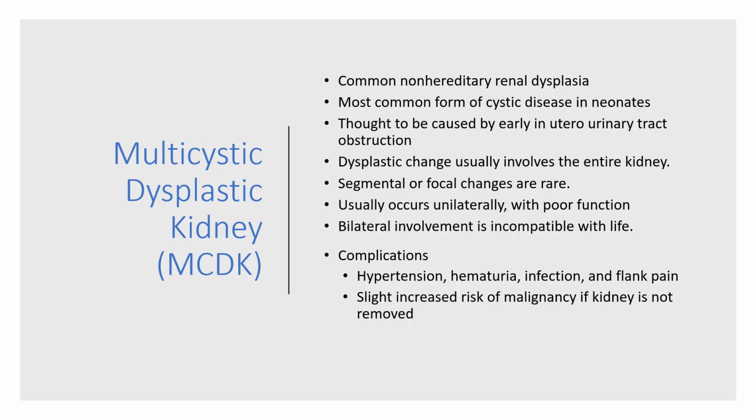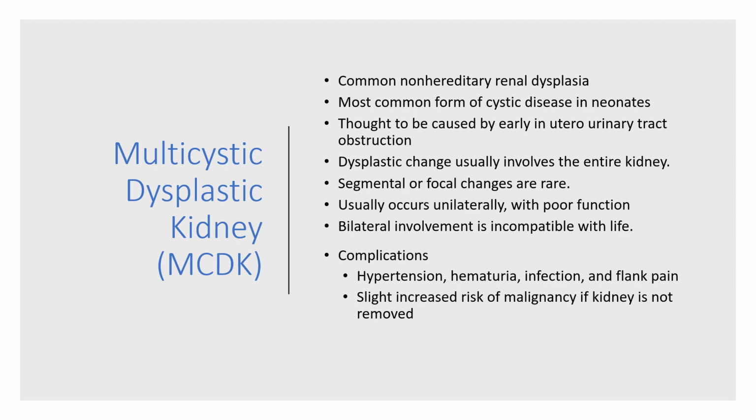So we have yet another kidney disease here. I call these the alphabet soups of kidney diseases because you've got your ARPKD, your ADPKD, and your MCDK as well, multicystic dysplastic kidney. This one's common, non-hereditary, and it's renal dysplasia. So this does not have a genetic component to it. It's the most common form of cystic disease you're going to see in neonates, and it's thought to be caused by early in utero urinary tract obstruction.